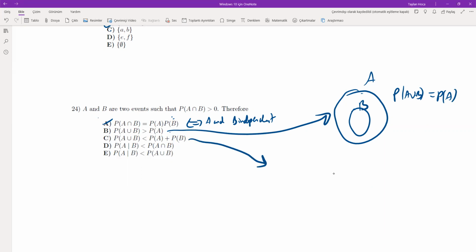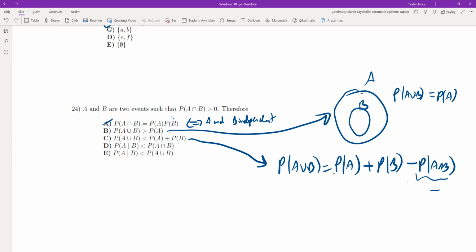What about this one? We know that P of A union B, like in stats, equals P of A plus P of B minus P of A and B. Hence, if that is positive, then from this sum I subtracted a positive number to get P of A union B. So P of A union B must be smaller.